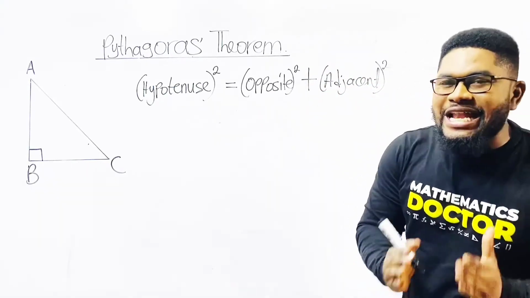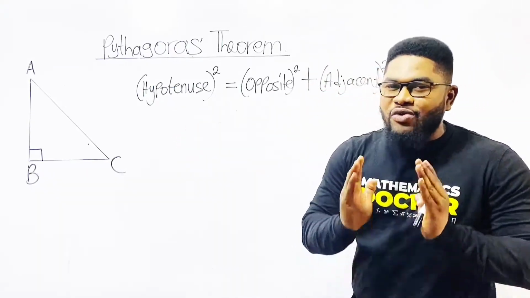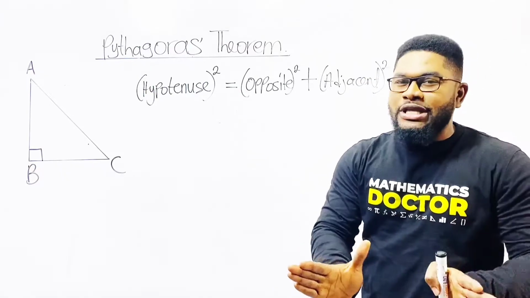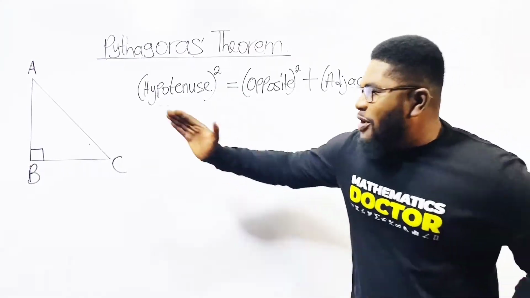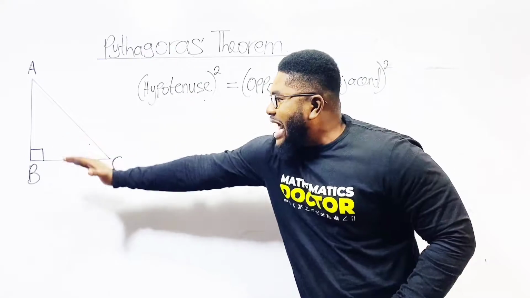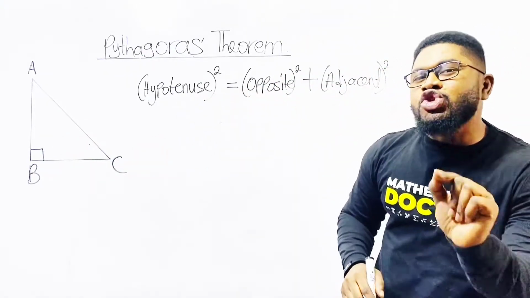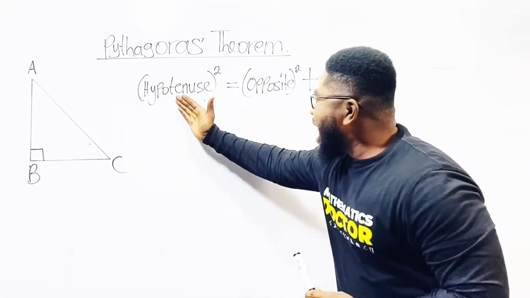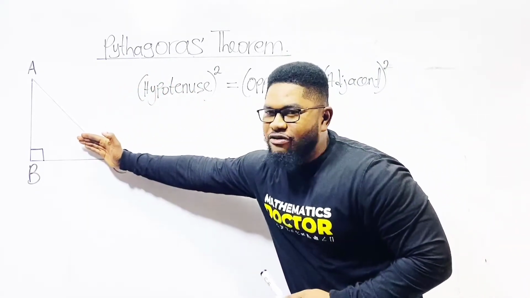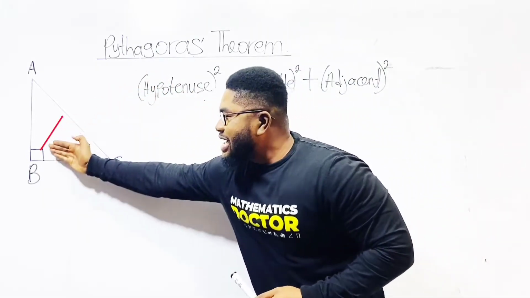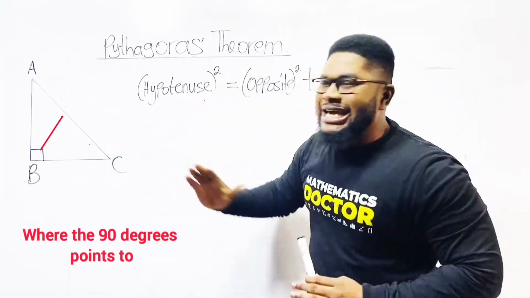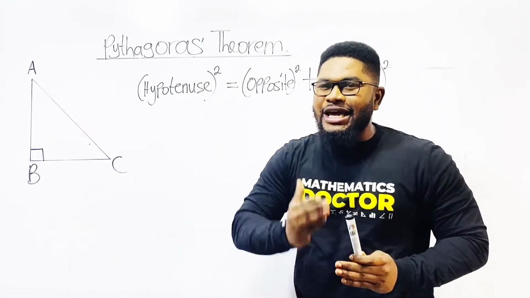That is why I said anybody who doesn't know the sides of the right angle triangle cannot quote the Pythagoras theorem. Now, with the help of this triangle, I'm going to use the sides to substitute into this formula for you to know how it is done. Then I'll solve a question with you. Let's go. Hypotenuse from this diagram becomes where the 90 degrees is pointing to. So AC is my hypotenuse. Apparently, it is the longest side.